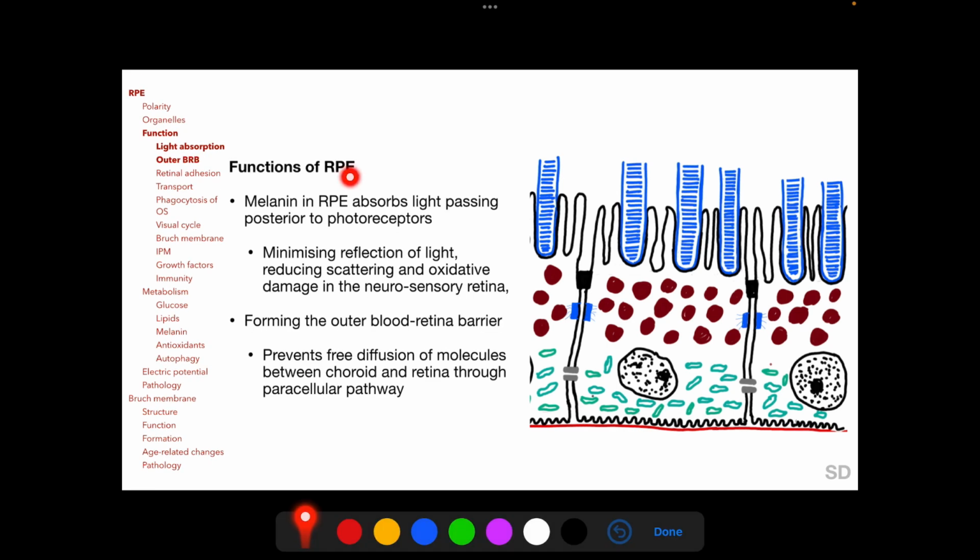The RPE cells have a number of functions which we will be discussing individually. As we have mentioned, melanin in the RPE cell absorbs light passing posterior to the photoreceptors, thereby minimizing reflection of light back into the neurosensory retina, thus reducing scattering of light in the neurosensory retina, which may potentially interfere with visual acuity, and also reducing oxidative damage by light in the neurosensory retina. And as we have also mentioned previously, the tight junctions between the apical regions of the RPE cells form the outer blood-retina barrier, preventing free diffusion of molecules between choroid and retina through the paracellular pathway.